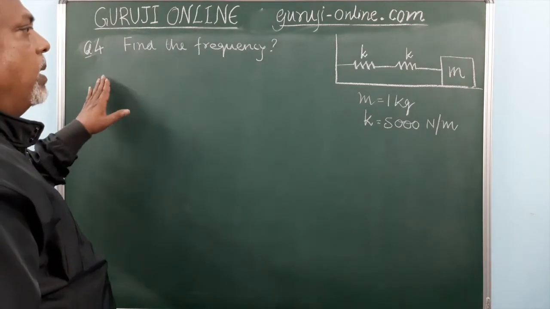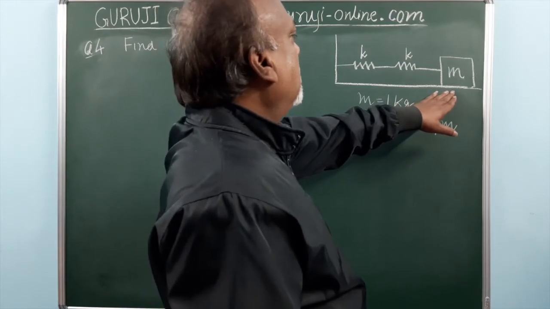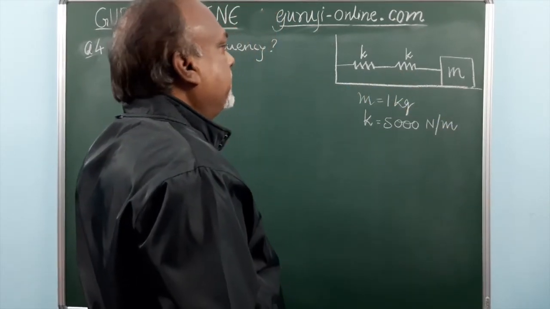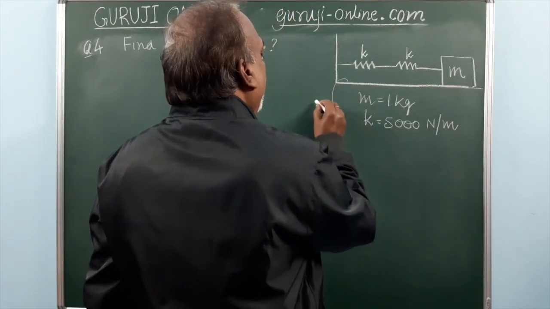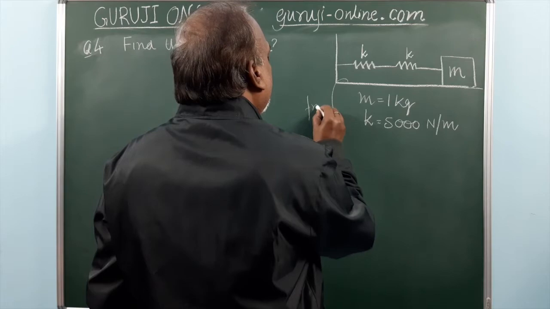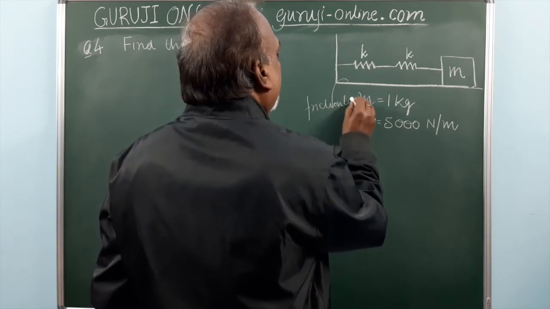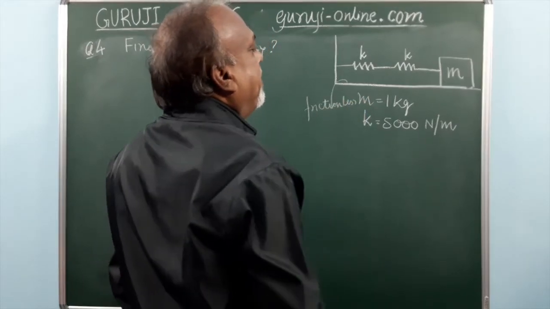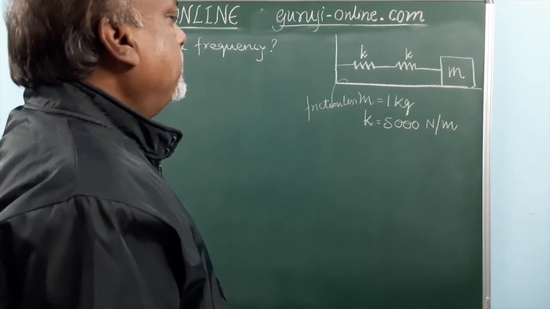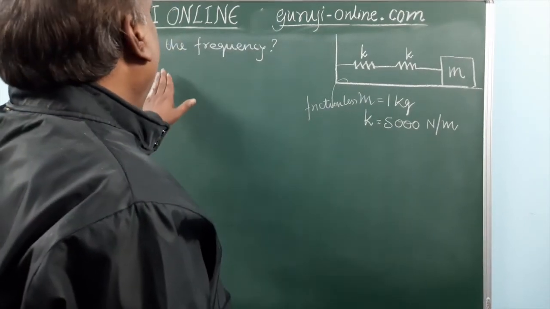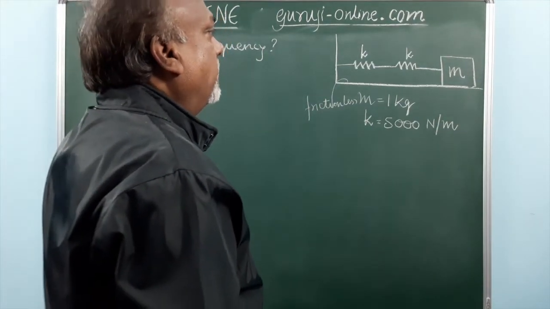So this is the fourth problem. In this, one mass is attached with two springs and this mass is resting on a frictionless surface. We have to find out the frequency of this oscillation.